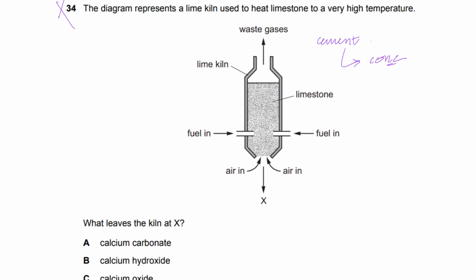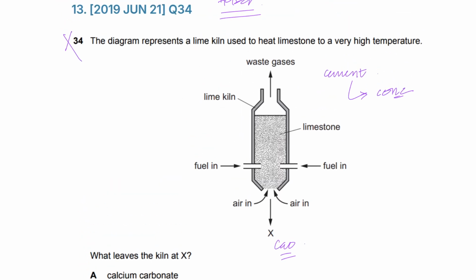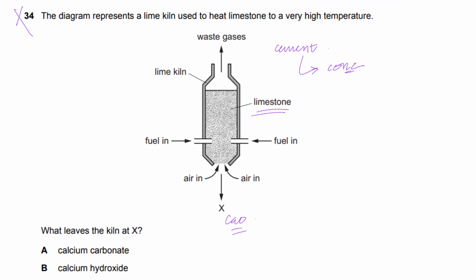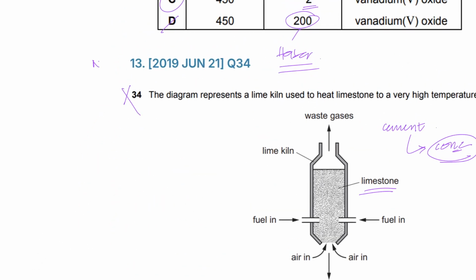But at X, what leaves is calcium oxide. That's what happens when you take limestone and thermally decompose it. It gives you calcium oxide, which is further used to make cement, and then that cement is used to make concrete, but nobody cares. This is no longer a part of your course. Not in course.